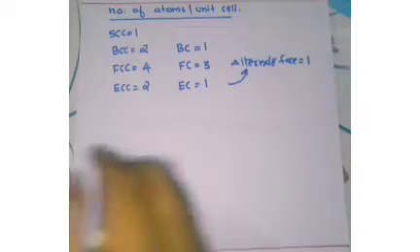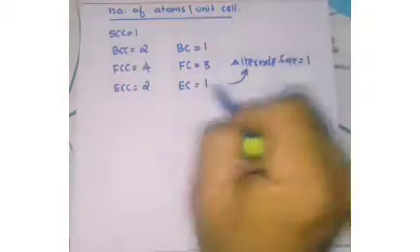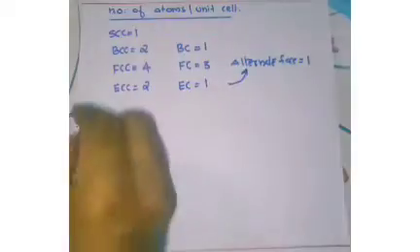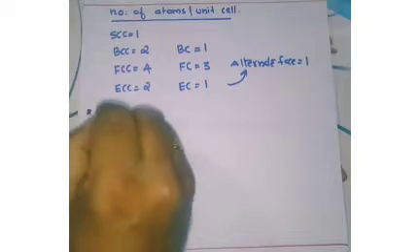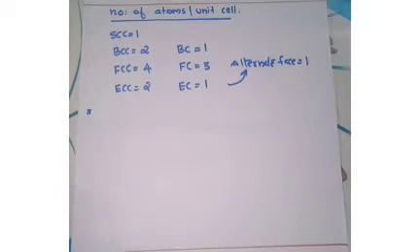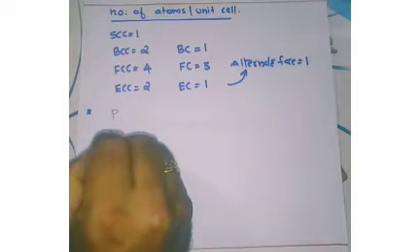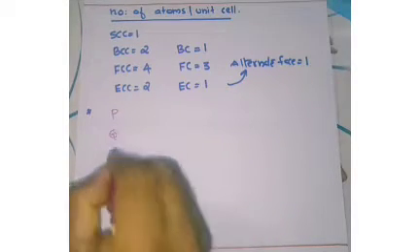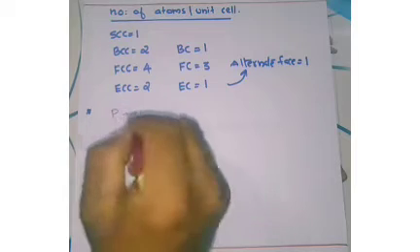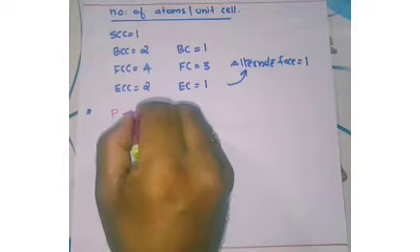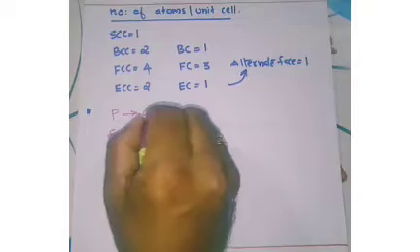Then by using this number of atoms per unit cell, just one problem. That is, if there are three elements, we discuss P, Q and R. Then element P atoms are arranged at the corners of a cube.